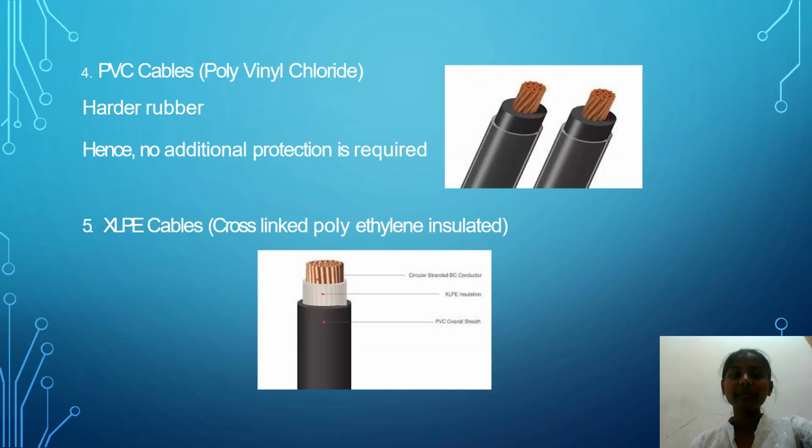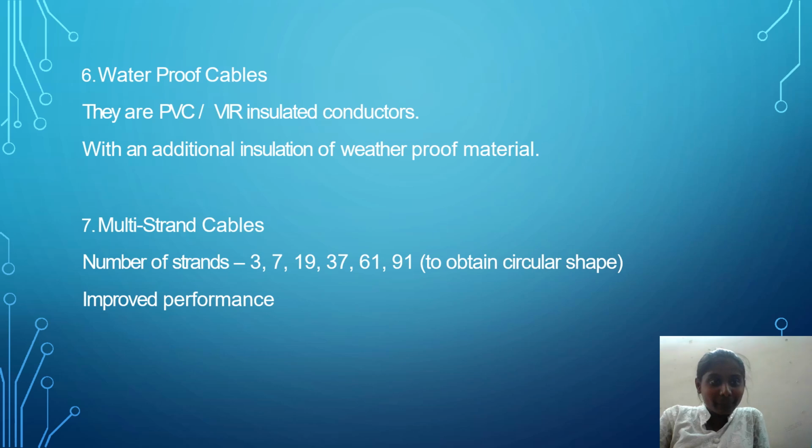And the fourth type is PVC cable. PVC means polyvinyl chloride. We all know, right? The group of these copper wires. Waterproof cables are PVC and VIR insulated conductors with an additional insulation of weatherproof material. So when it's raining or in any weather, it can prevent moisture, right?